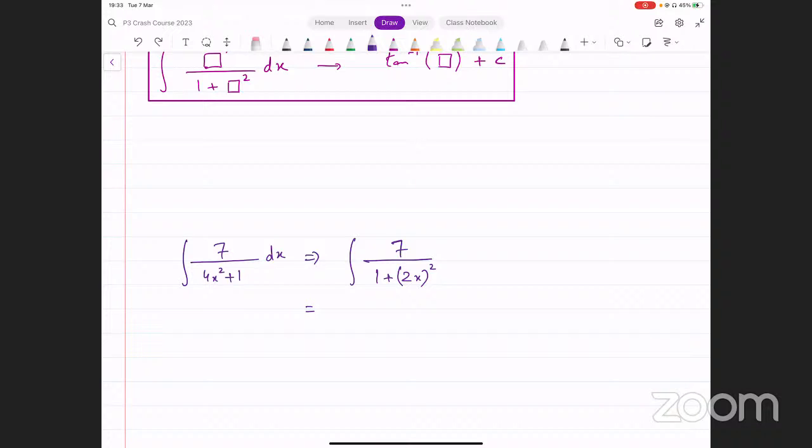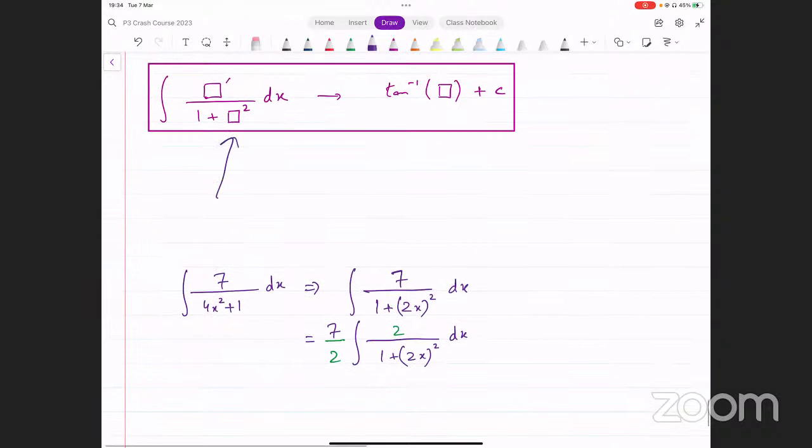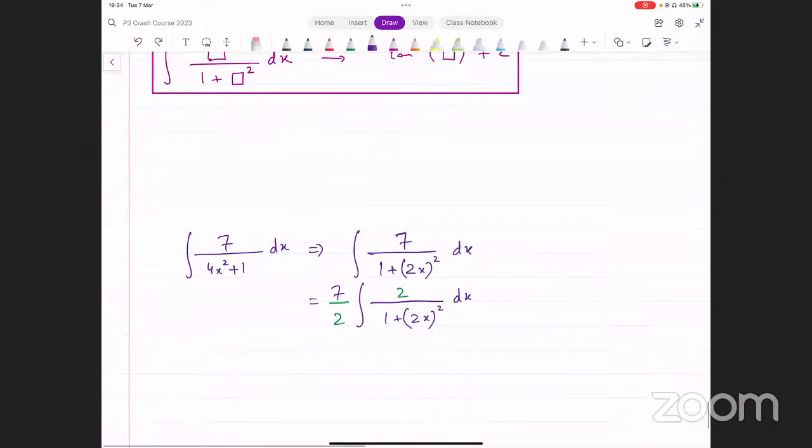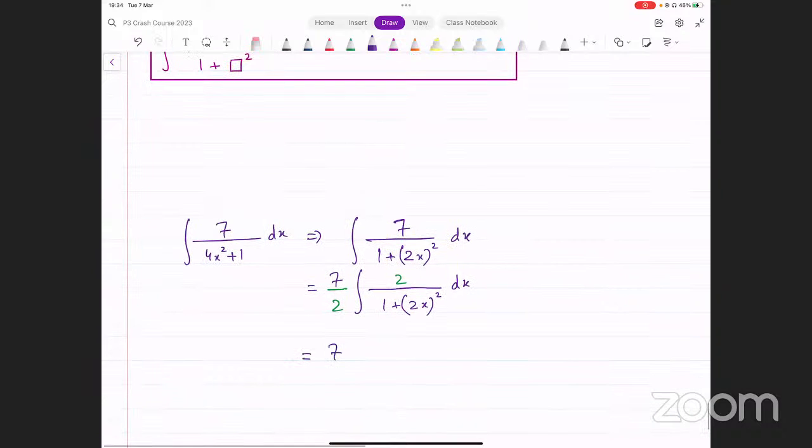How can we have 2 in the numerator? 2 is just a constant. So what we can do is let's take 7 outside. And now since we need 2 here in the numerator, we could write 2 here, and then to balance that, we could have 2 divided outside the integral. And now inside the integral, you've got exactly the form that you have here, and you could write down this integral directly.